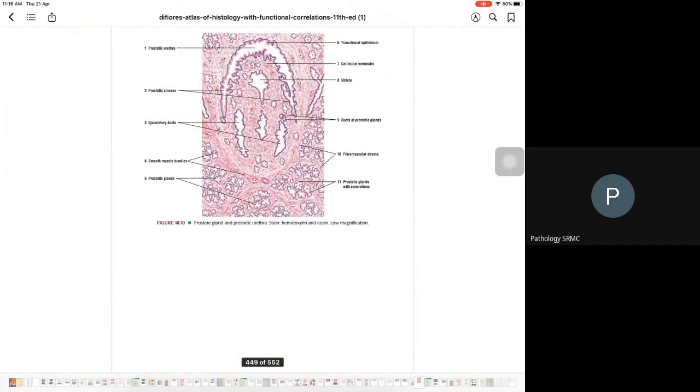This is a section from the prostatic urethra and the prostate. Figure 18.10, prostate gland and prostatic urethra, stain hematoxylin and eosin, low magnification. 1. Prostatic urethra, 2. Prostatic sinuses, ejaculatory ducts, smooth muscle bundles, prostatic gland, transitional epithelium, colliculus seminalis, utricle, ductus of prostatic gland, fibromuscular stroma, prostatic gland with concretions.